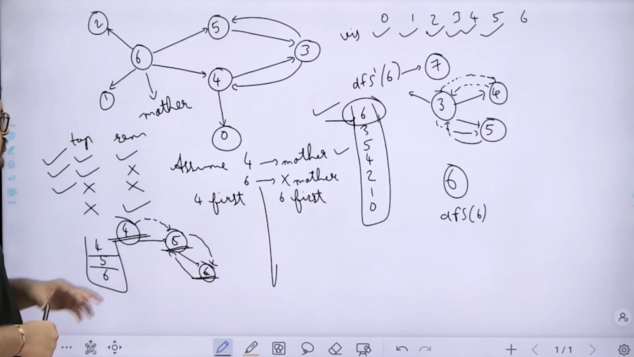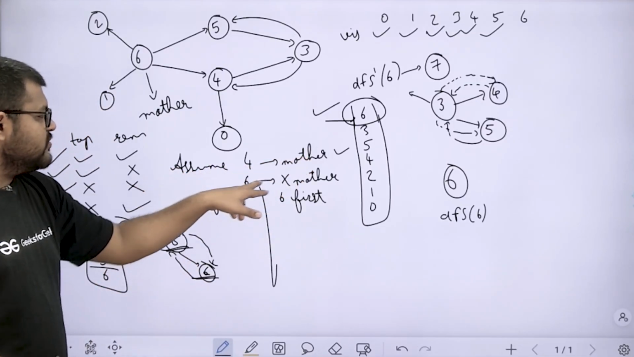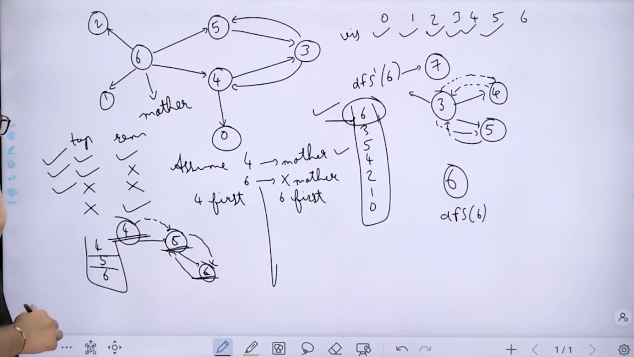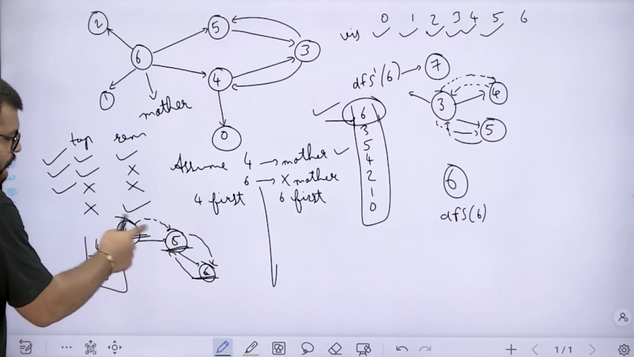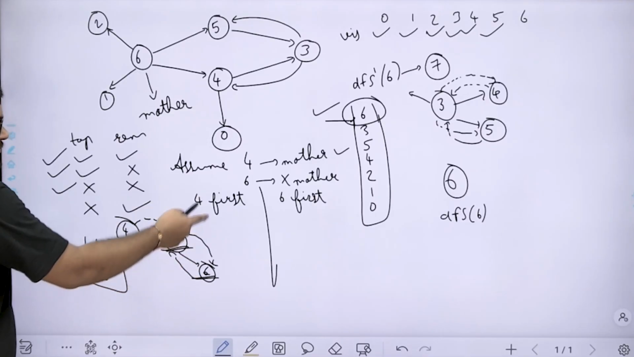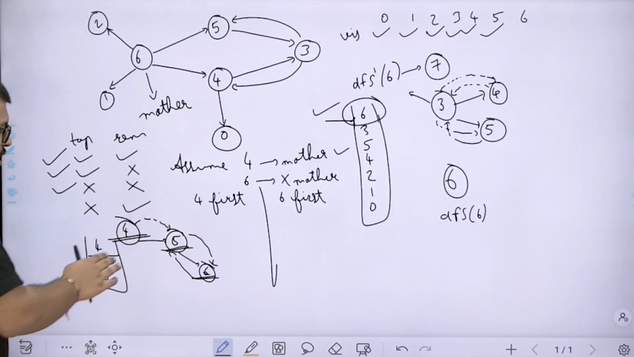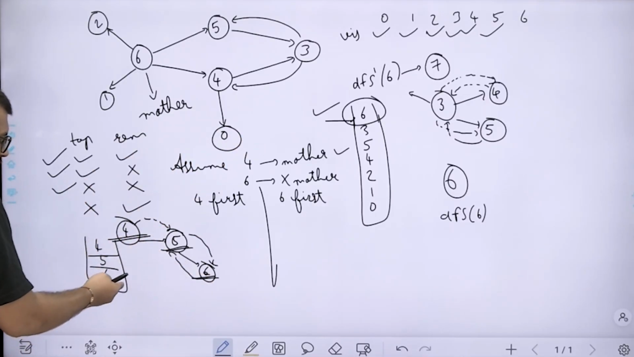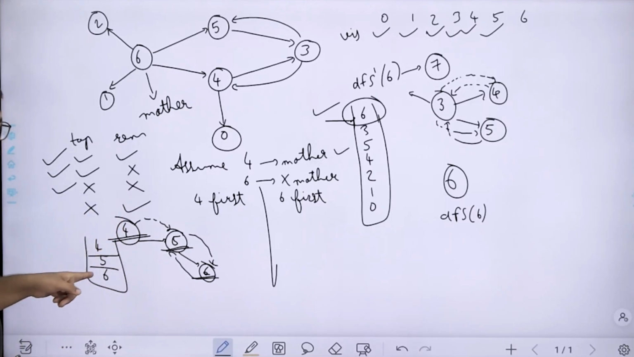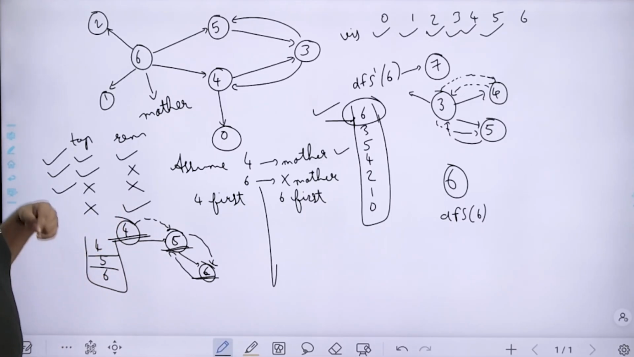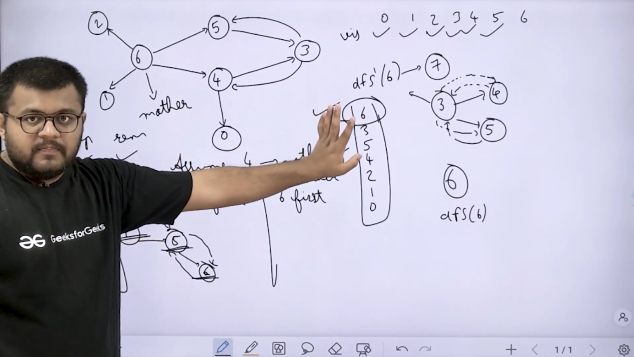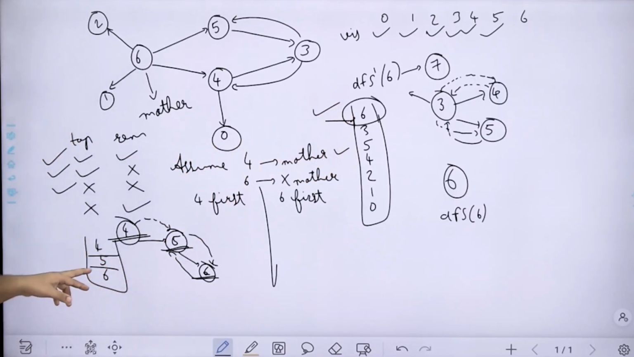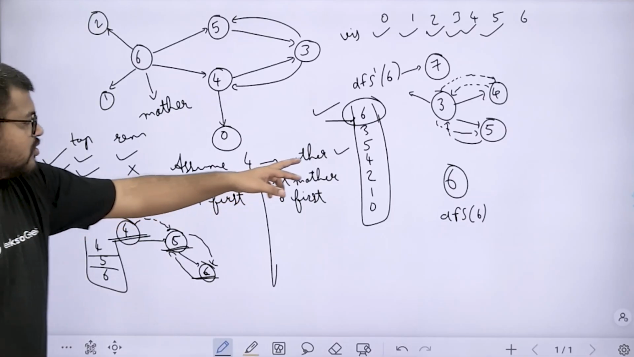Okay, so suppose there can be 2 cases: either DFS on 4 was called first or DFS on 6 was called first. In this case 4 is assumed to be a mother vertex and 6 is not. Now if 4 was called first, then from 4 we would be able to visit 6, because 4 is a mother vertex. So during backtracking, 6 would go in the stack and then 4 would come. So 6 would be at the bottom, it cannot be above 4. So 6 cannot be the top element of the stack, and 4 is above 6. So 4 here is not a middle element.